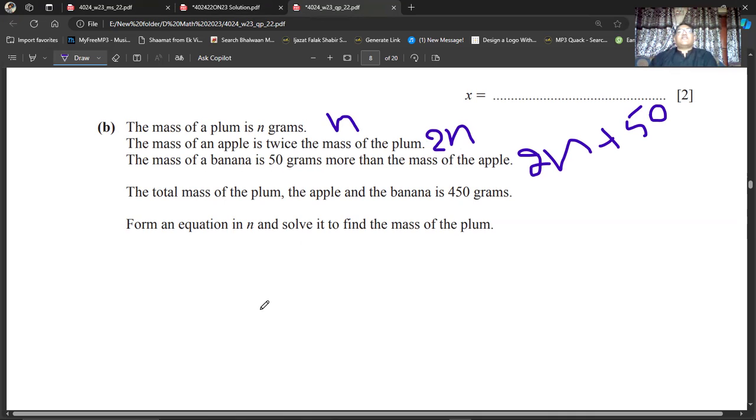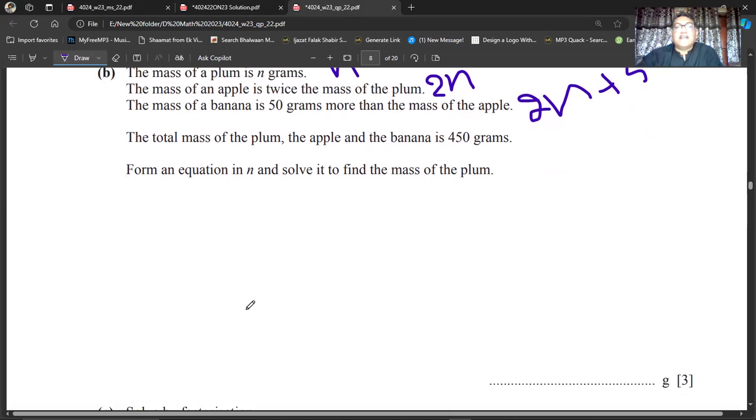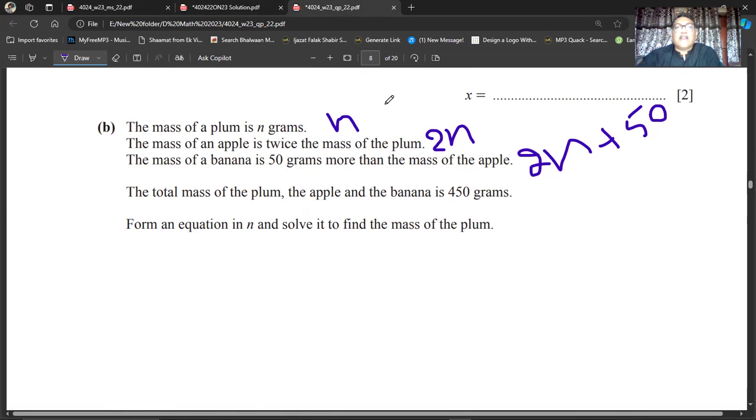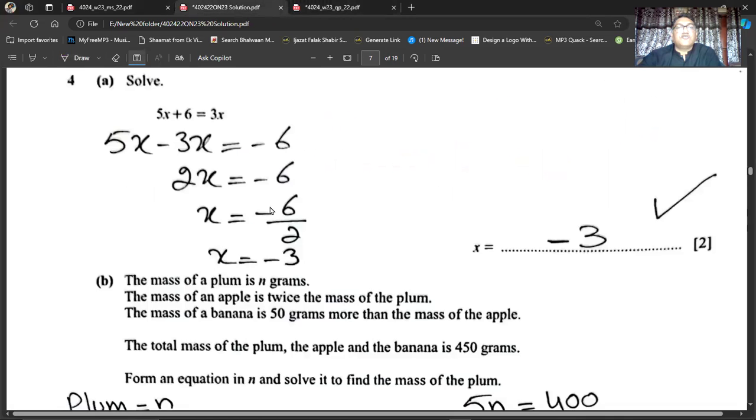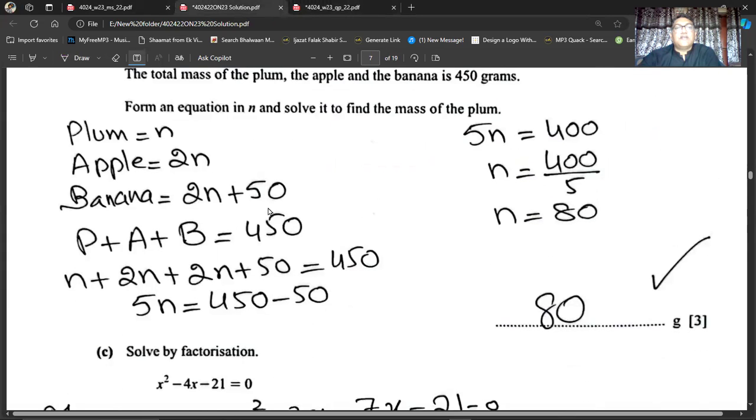They say the total mass of the plum, the apple, and the banana is 450 grams. Form an equation in n and solve it to find the mass of the plum. It's a 3 marks question, and you simply have to add these 3 and equals to 450. So the plum is n grams, apple is 2n grams, banana is 2n plus 50 grams. So n plus 2n plus 2n plus 50 is equals to 450 gram.